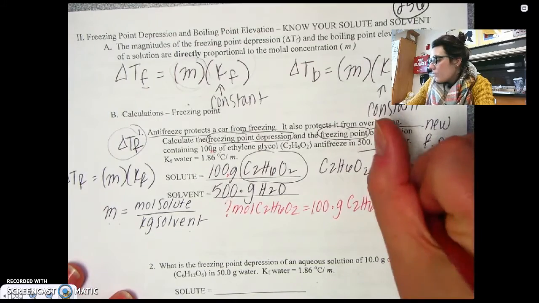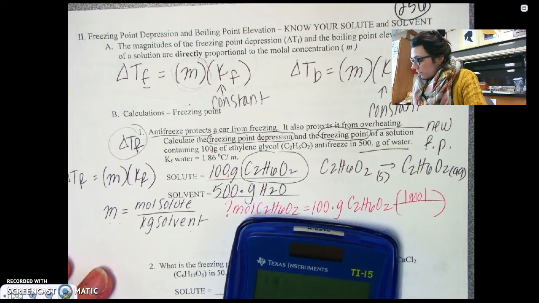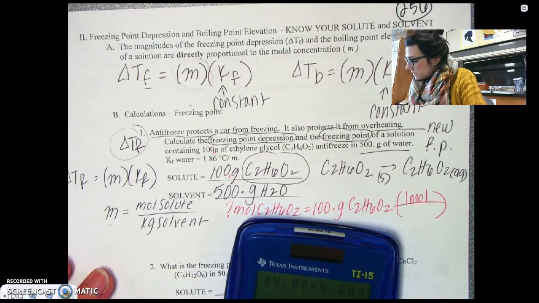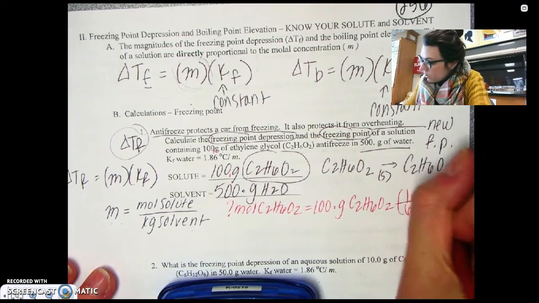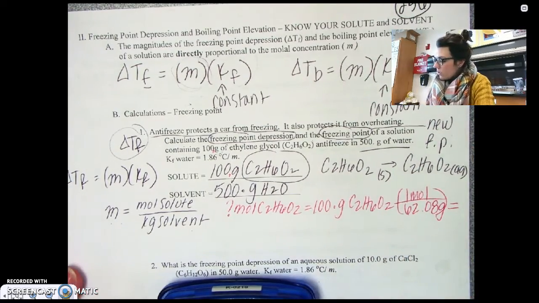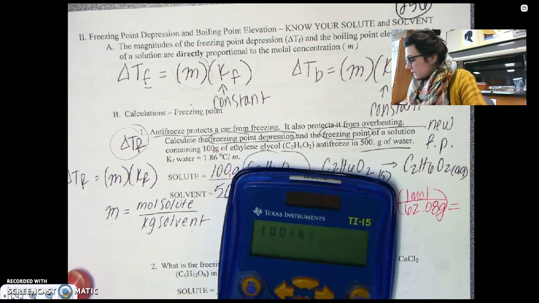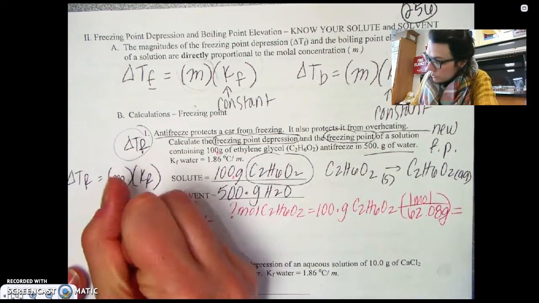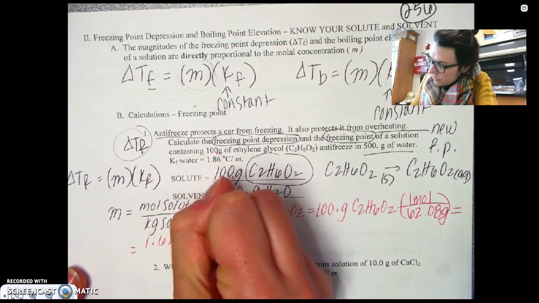For every 1 mole, it's going to weigh 12.01 times 2, plus 6 hydrogens, plus 16 times 2, which gives me 62.08 grams. So that's going to go on the bottom. So I'm going to do 100 divided by 62.08. So I get 1.61 moles, so it's equal to 1.61 moles of my solute.